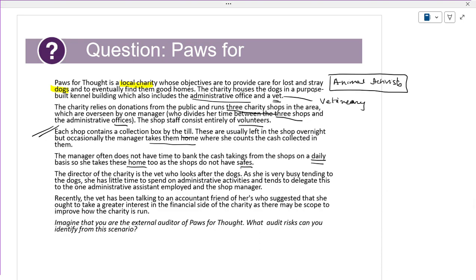The director of the charity is a veterinary person who looks after the dogs, and she is very busy attending to them. She has little time to spend on administrative activities professionally. Now you can say they are professional people, and they don't have administrative or accounting experience, or knowledge of how money has to be deposited. She tends to delegate this to one of the administrative assistants employed and the shop manager.